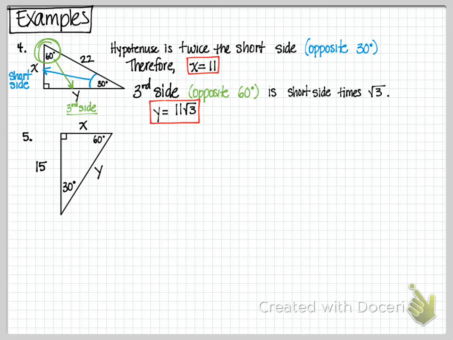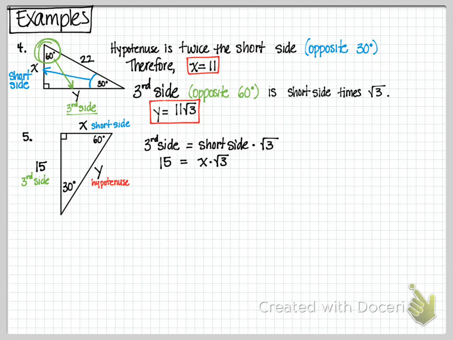In our fifth example, we have once again a 30-60-90-degree right triangle. And we're going to recognize where's the short side. Well, the short side is x because that's opposite the 30. The third side would be 15, which is opposite the 60 degrees. And the hypotenuse is y. So in this we can say, I've got the third side there, and the third side is always equal to the short side times root 3. So I'm going to plug in what I know. I know that the third side is 15, and I know that the short side is x, so I end up with an equation, 15 equals x times root 3.